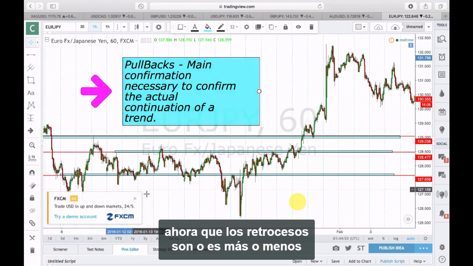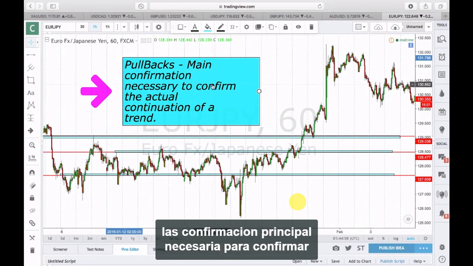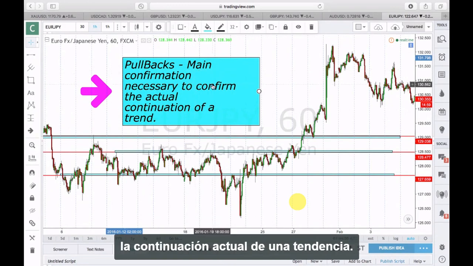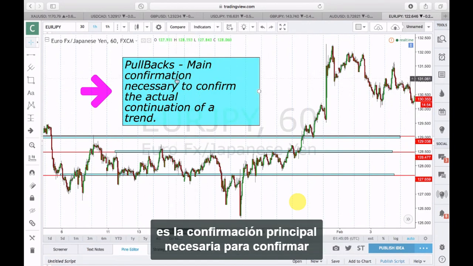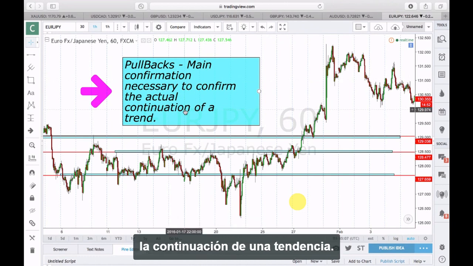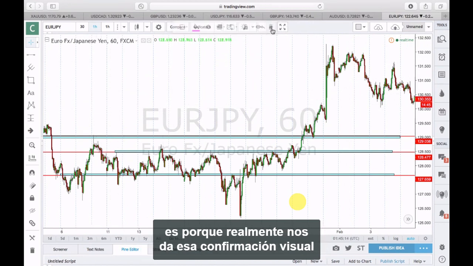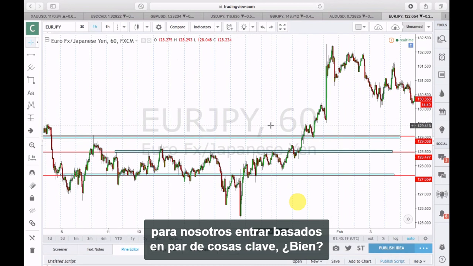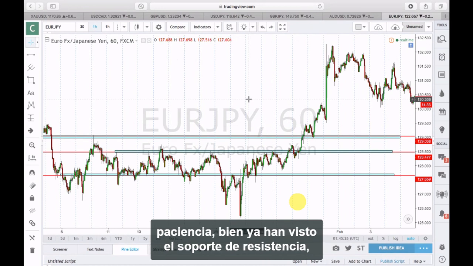Now, what pullbacks are is pretty much the main confirmation necessary to confirm the actual continuation of a trend. I'm going to say that again one more time. It is the main confirmation necessary to confirm the actual continuation of a trend. The reason why pullbacks are so important is because it really gives us that visual confirmation for us to enter based off a couple key things. Number one that we have to apply into this whole thing is patience.